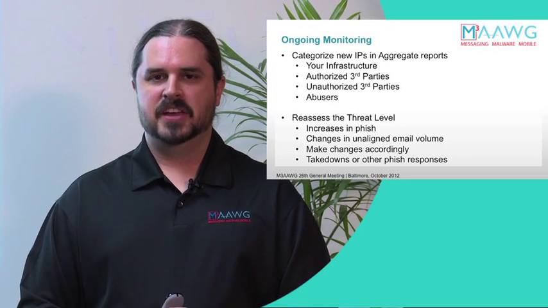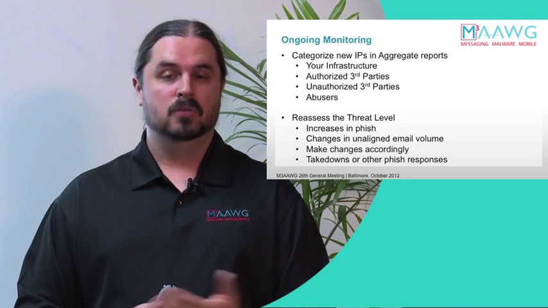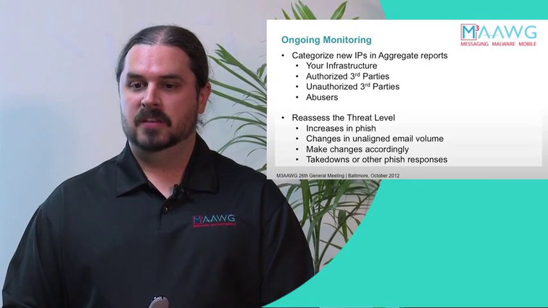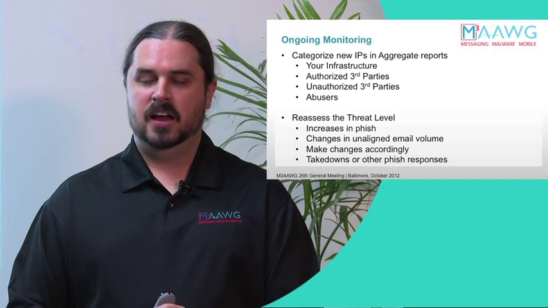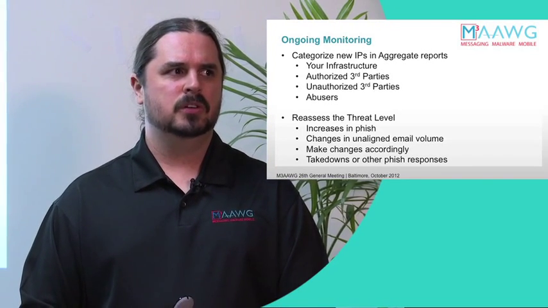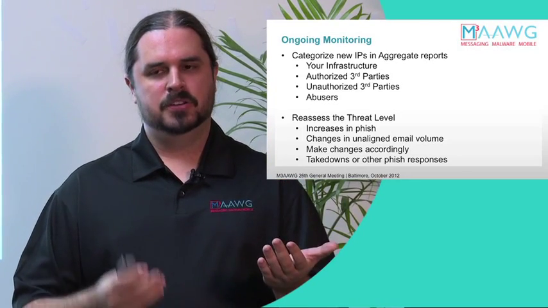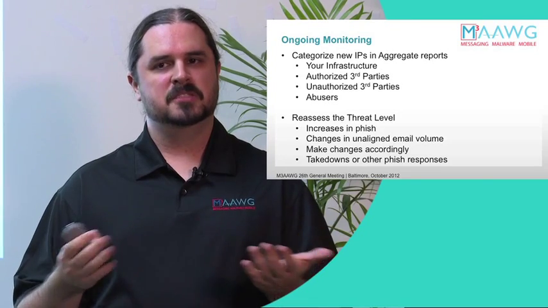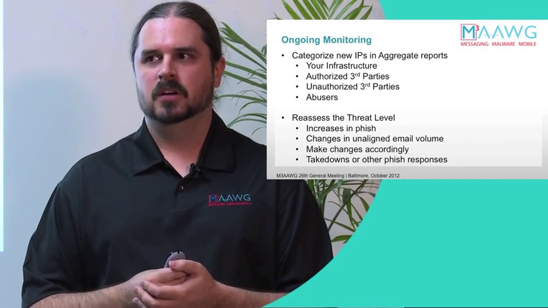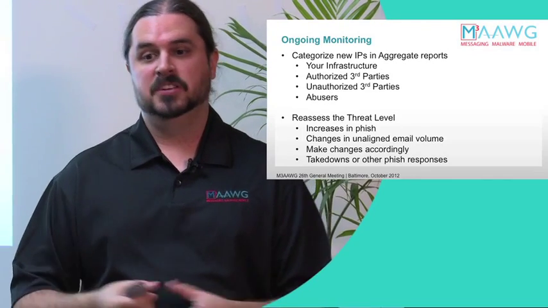If you find that phishing has increased and you're not already at 100% reject, you might want to consider ramping up your policy some more. If you find changes in unaligned email volume, you'll probably want to make sure that your categorization of unauthorized third parties to abusers is as robust as it should be. It's possible that you have a phishing problem that you're unintentionally categorizing as benign when in fact it is malicious behavior.